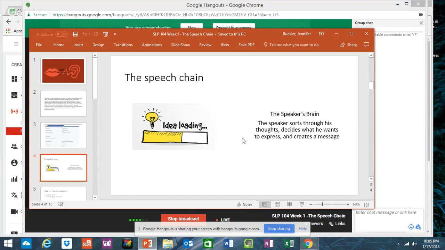The speech chain starts in the speaker's brain. The first step of the speech chain is always the speaker's brain. And this is where the person who's originating the idea has to sort through their ideas, their thoughts, and they have to make a decision as to how they want to express their idea, and then they have to begin the process of creating a message.